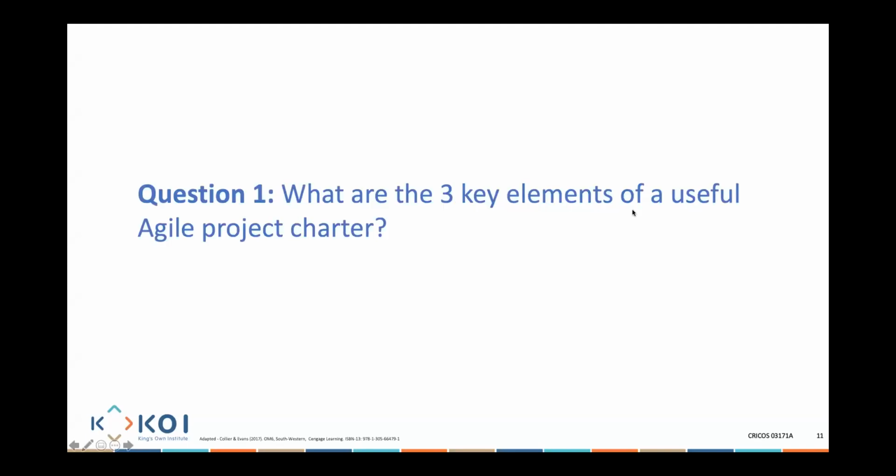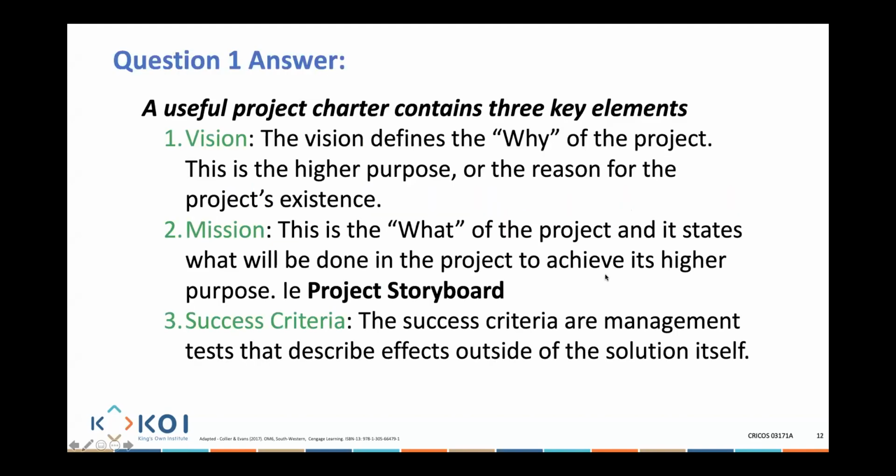The first question is, what are the three key elements of a useful project charter? I want you to think about the project vision, project mission, and project success criteria. The vision is, why am I actually doing something? When you are creating the vision section of your project, same as I showed you in the earlier structure, it is really about explaining why that particular project that you are doing for Aldi is really important and why it is worth doing.